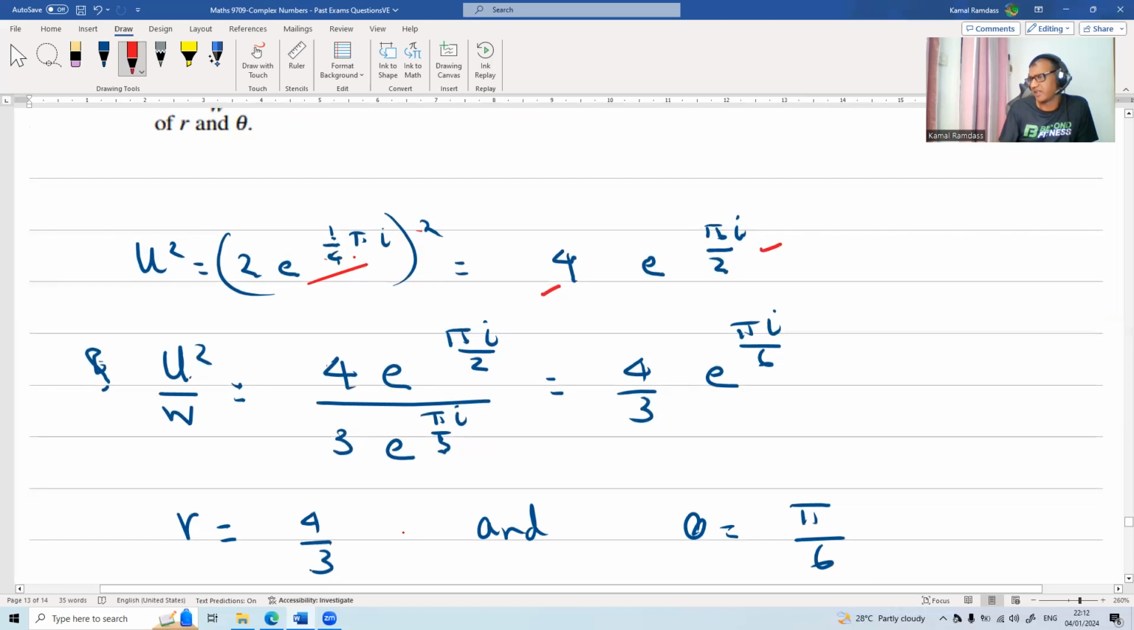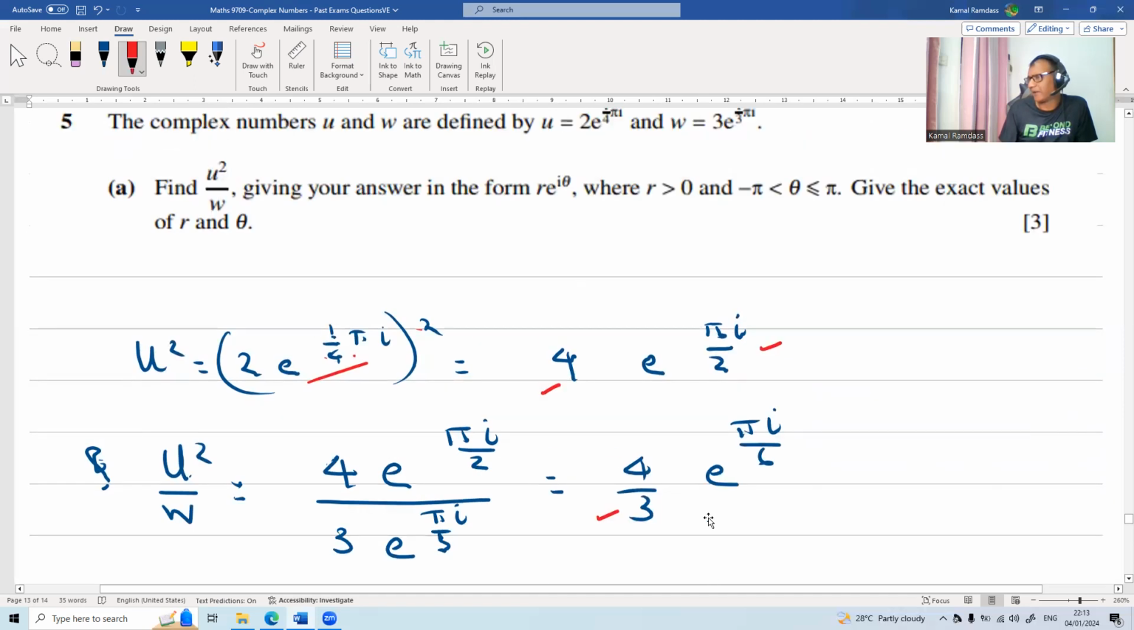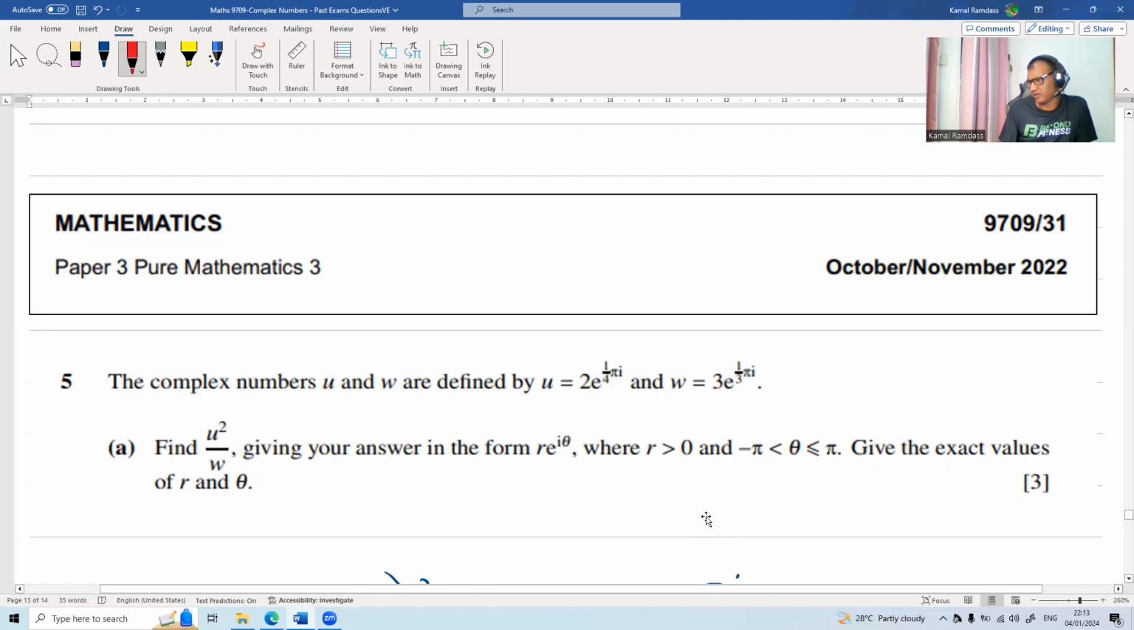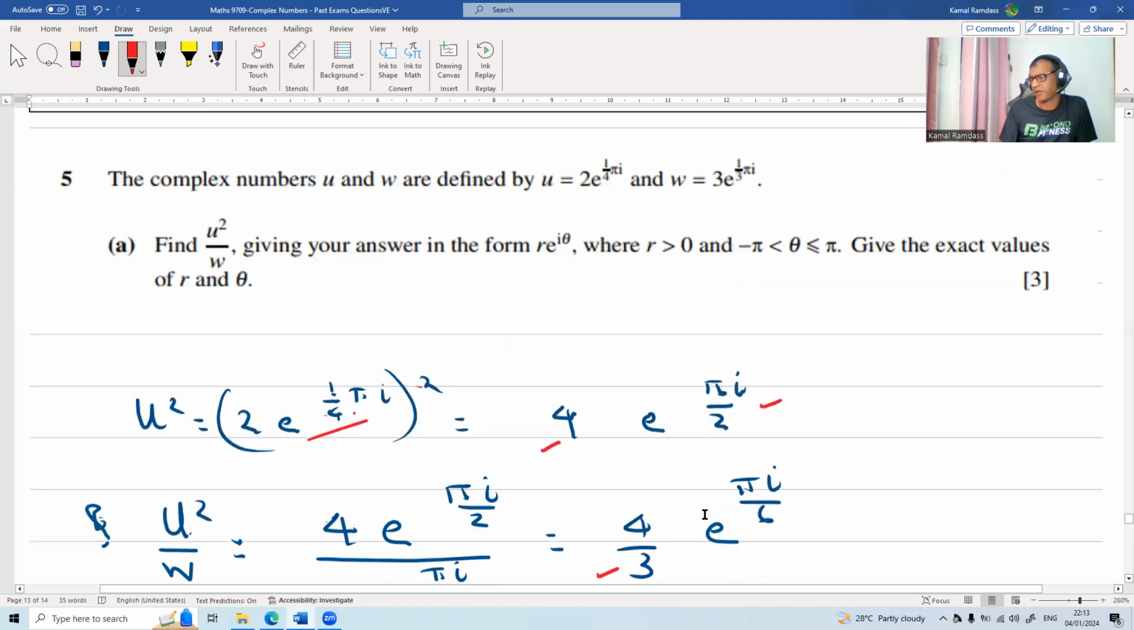Bon, et à cela, by the law of indices, et nous bien prendre the power, nous passer same base, l'un divided by l'autre, nous prendre the power, nous pourrons retirer. 4 by 3 pour être pareil. Half minus 1/3, c'est 1 over 6. OK? Et moi, gagne pi i divided by 6. R is equal to 4 over 3 and theta is equal to pi over 6. Same in jivan. OK. In this form.